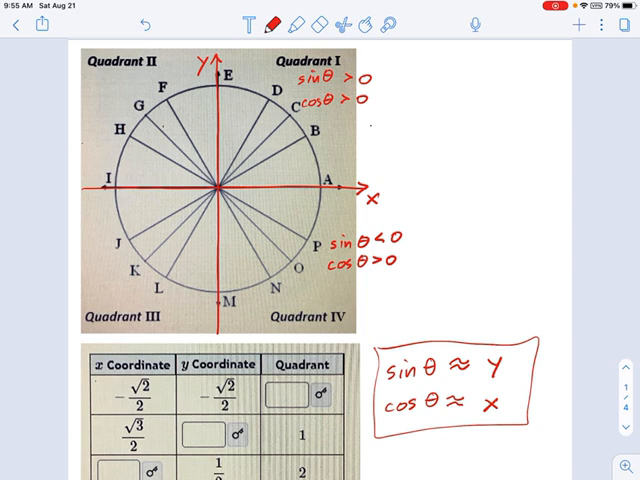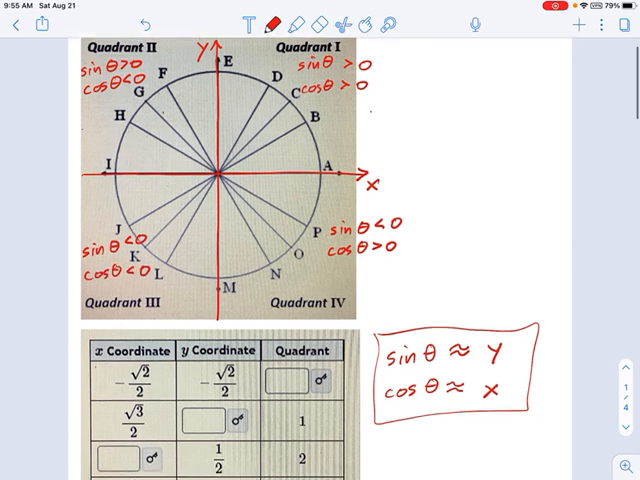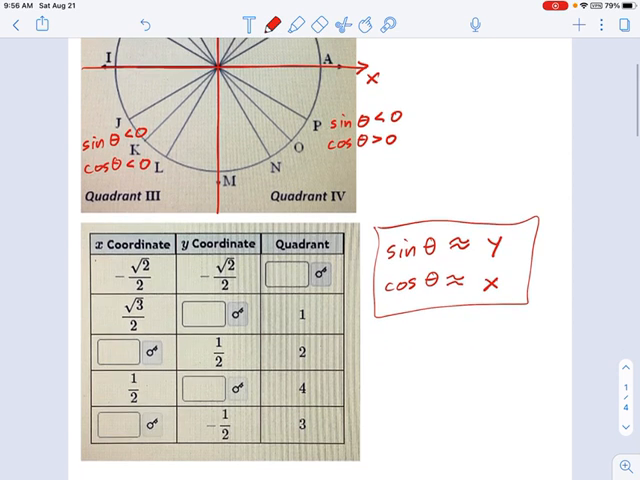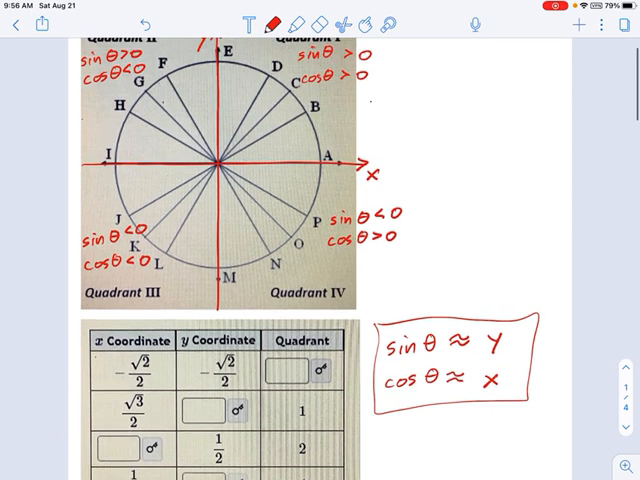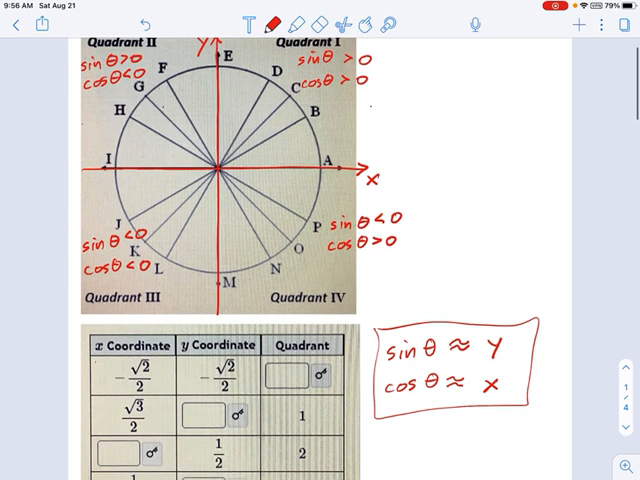Quadrant 2, let's talk about that. X values are negative, so cosine of theta is negative, and sine of theta, because it's y values, is positive. And here for quadrant 3, both x and y are negative, right? I'm in the bottom left, so sine of theta is less than 0, and cosine of theta is less than 0. And if you've memorized your numbers from the unit circle, you actually already know this. Maybe you didn't see the connection with the plus minus signs, but let's walk through this example down here and fill in the table.